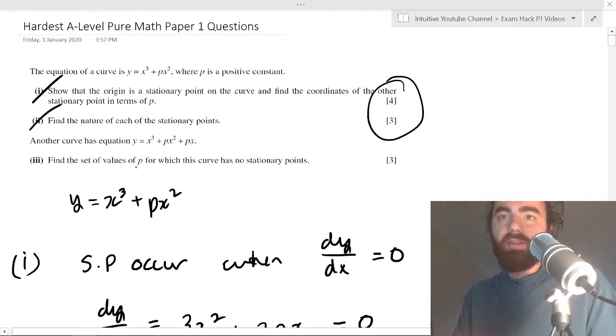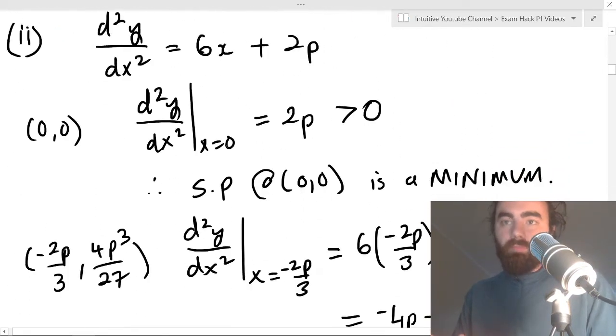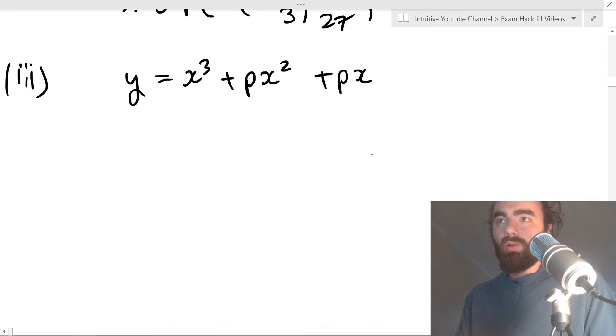Yep. So find the set of values for p for which the curve has no stationary points. And I really love this question because it touches a lot of intuition. So it really tests your understanding. So where does this curve have no stationary points?